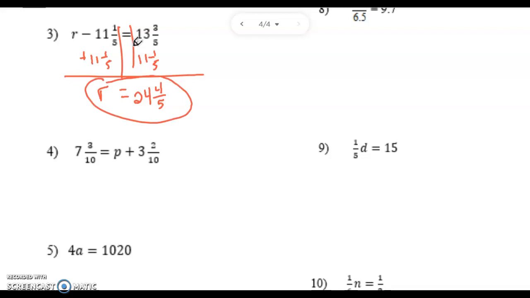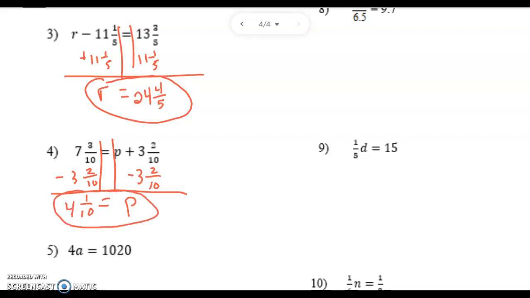Number 4. Who does P want to get rid of? P wants to get rid of the 3 and 2 tenths. The opposite of adding 3 and 2 tenths is subtracting 3 and 2 tenths. Subtracting 3 and 2 tenths. Well, the 3 and 2 tenths becomes 0. Those are 0 pairs, so I'm left with P on the right-hand side equals 3 tenths minus 2 tenths gives me 1 tenth. 7 minus 3 gives me 4. So P is 4 and 1 tenth.